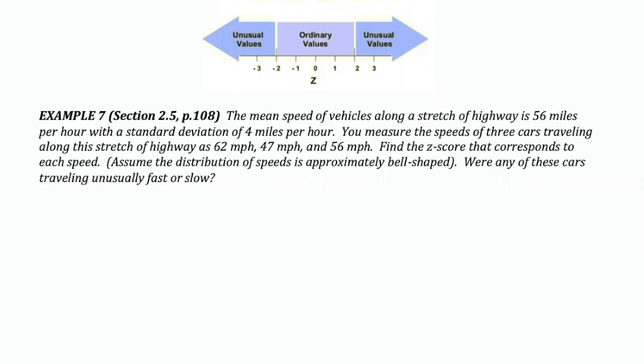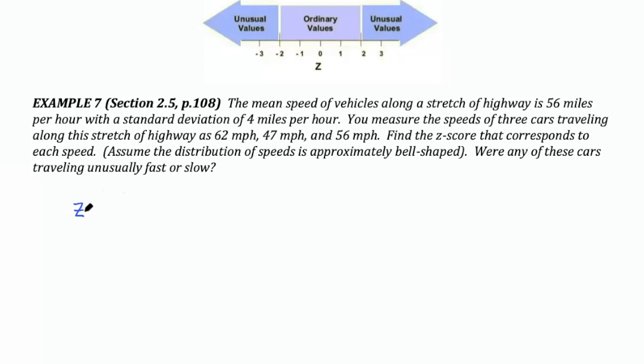And we do need to assume that the distribution of speeds is approximately bell-shaped, which seems reasonable. Most people will do about the average. You'll have a few who are extremely high above and a few who are extremely slow. Were any of these cars traveling unusually fast or slow? So the first thing we're going to need to do for each of these 3 speeds is determine the z-score.